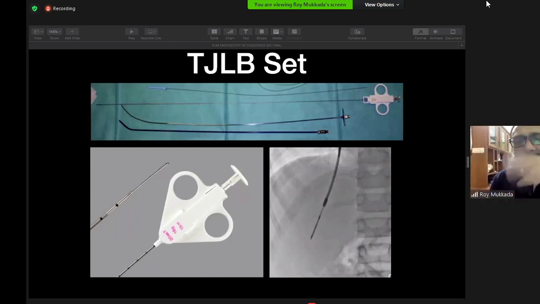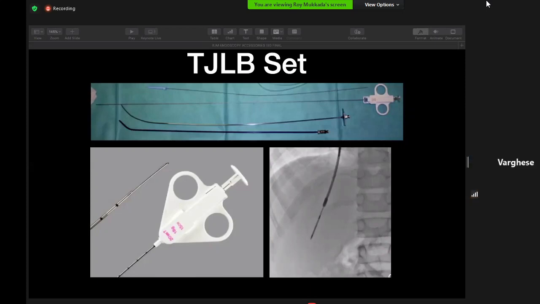Nowadays, not much transjugular biopsy is being done because of the other methods which are there. But transjugular is an excellent method of doing liver biopsy when there are contraindications. When do you want to do a transjugular liver biopsy?